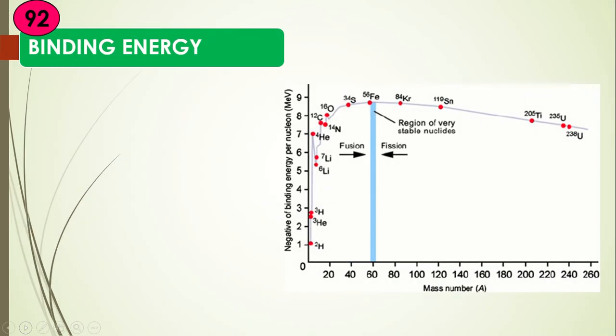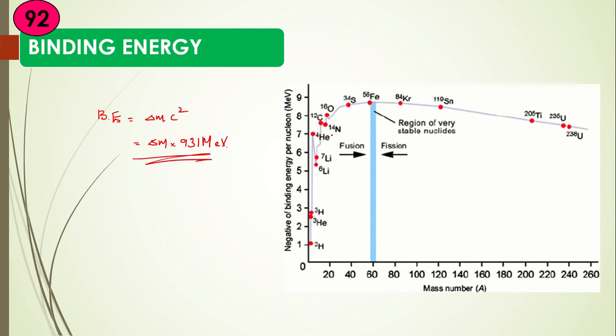So now we move on to another very important concept, that is called the binding energy. So the mass defect is delta m. We can say delta m into c square is equivalent to an energy of 931 mega electron volt. So that is the very important relation.